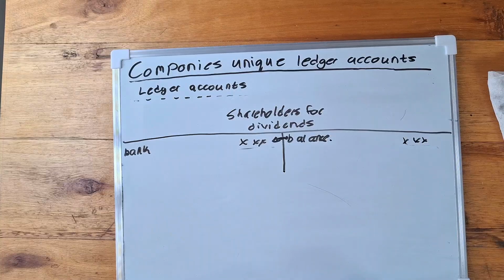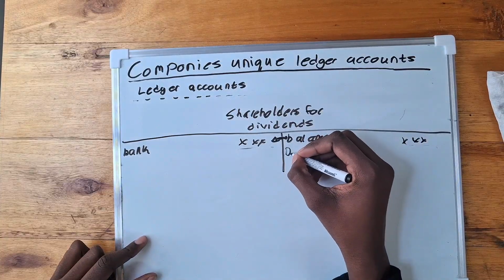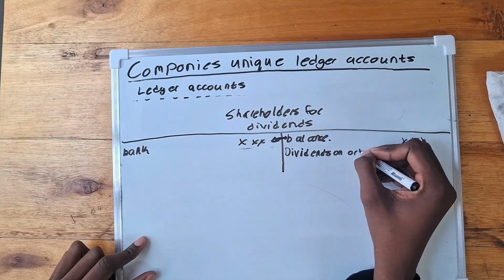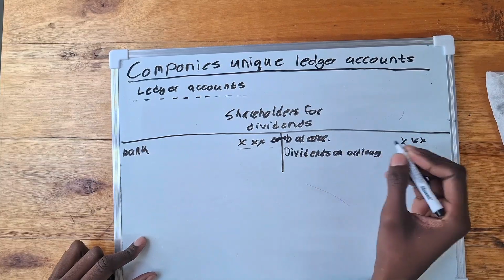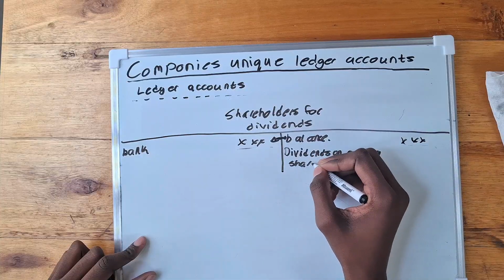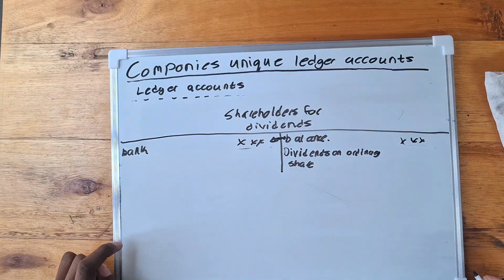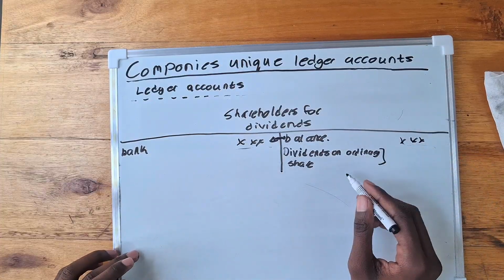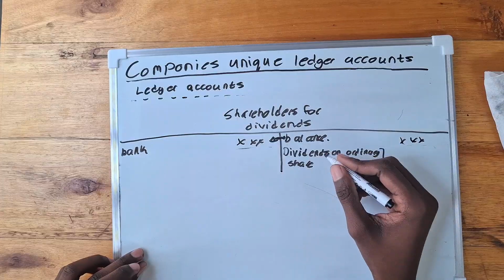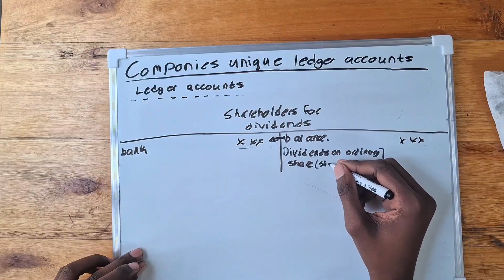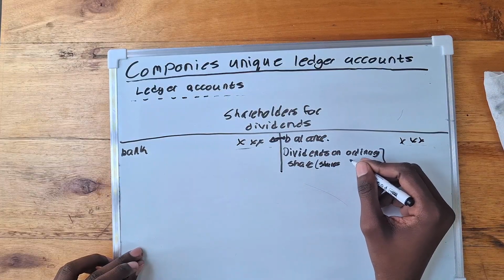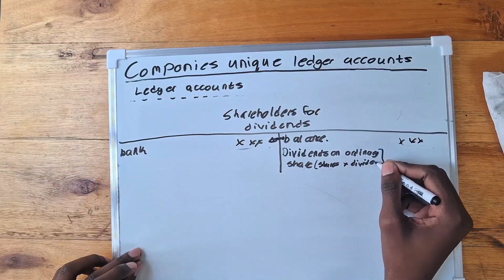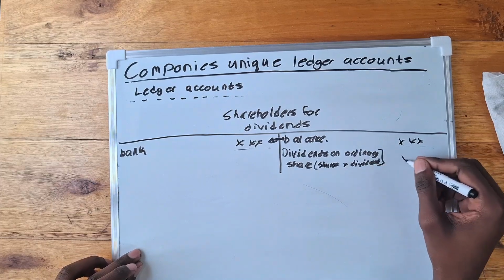So the next thing that you want to go ahead and do now is you want to put your dividends on ordinary shares here, right? Now you're probably asking yourself, what is this, right? So here, this is basically your final dividend. So remember that we have our interim and our final. This would be your final. So here you would have your number of shares, right, times the dividends that are paid. Then you would get this amount here.